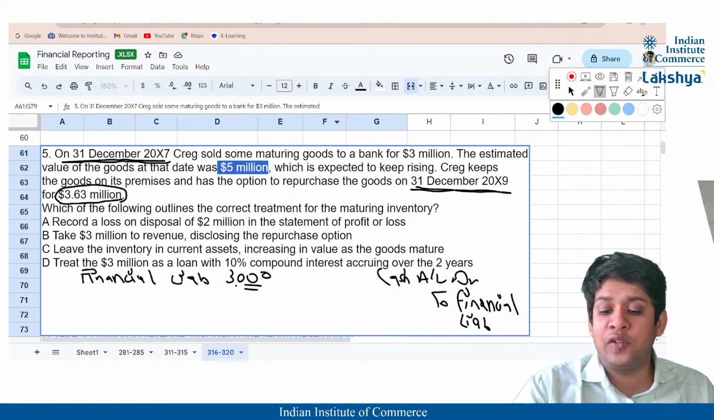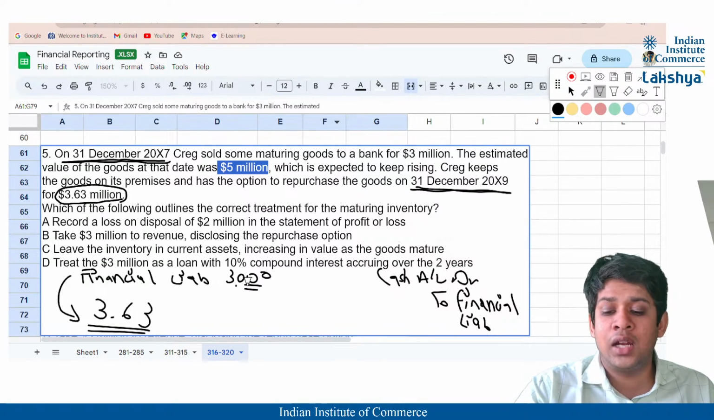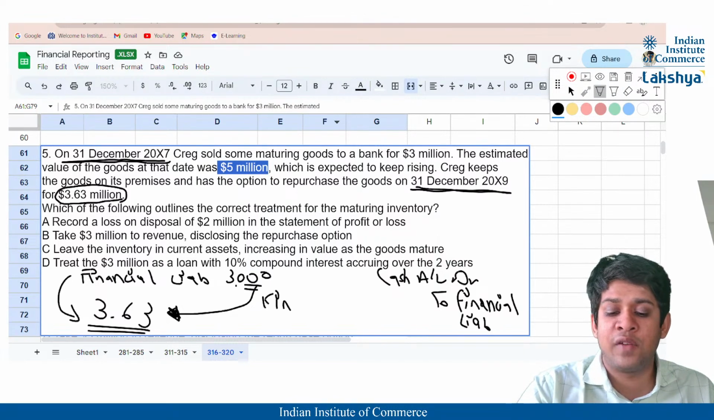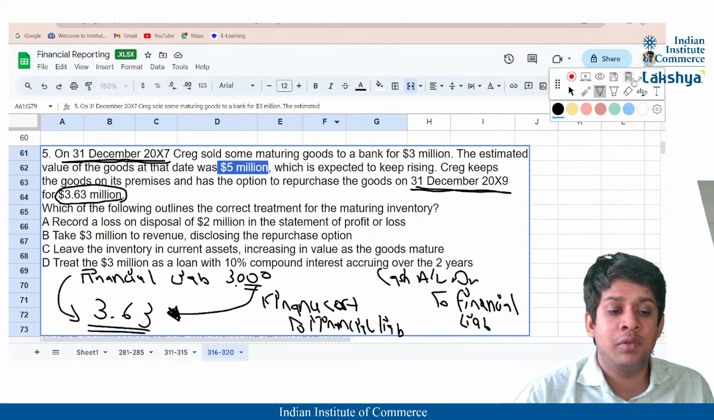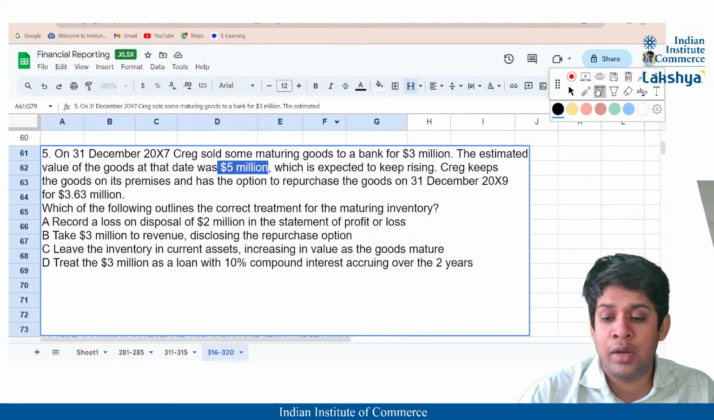So after 2 years, we are going to pay him 3.63 million when we repurchase the asset. We are right now at 3 million. From 3 million, we have to reach 3.63 million. So every year, we are going to charge something as a finance cost, and we will increase the financial liability by that amount. So after 2 years, we will reach the amount of 3.63 million.